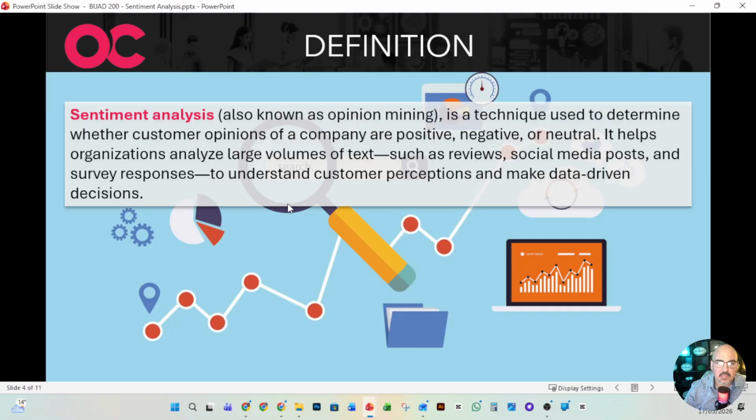Okay, first thing to think about, guys, is the definition of a sentiment analysis, also known as opinion mining. And it's a technique that's used to determine customer opinions and whether or not they are positive, negative, or neutral. So obviously, if we've got positive feedback, we're in that positive feedback loop. We're doing well with our customers. If we're negative, we might need to change some things.